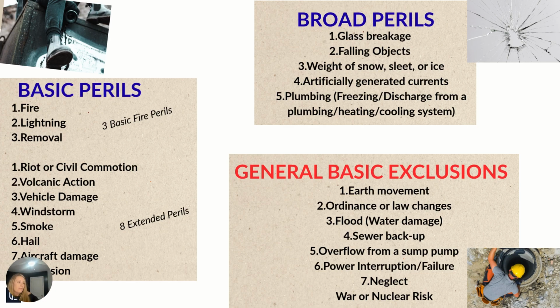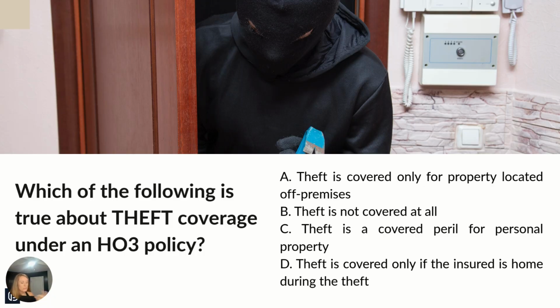So theft is a covered basic peril on a homeowner's policy, where theft is not covered on a dwelling policy. So to be more specific here with this question, if this question said, which of the following is true about theft coverage under an HO1 policy? Same answer would apply. Theft is a covered peril for personal property, right? So because it's a basic peril on a homeowner's policy, it would be covered under an HO3, HO2, HO1, right, etc.